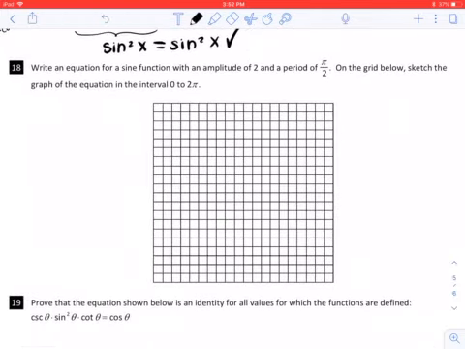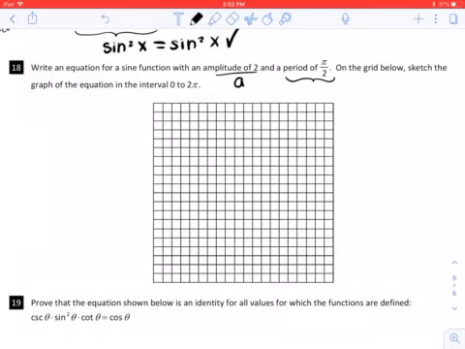Number 18, write an equation for a sine function with an amplitude of 2 and a period of pi over 2. On the grid below, sketch the graph of the function in the interval 0 to 2 pi. So I've got the amplitude a. I do not have my b value. Instead, it tells me my period.